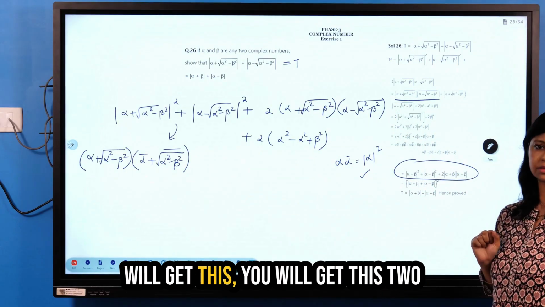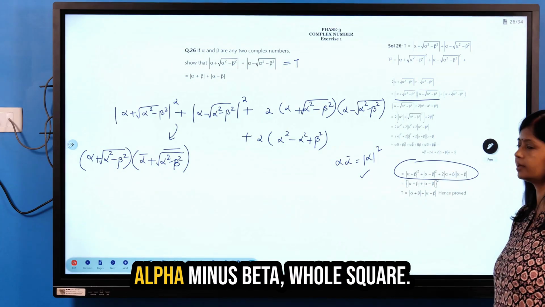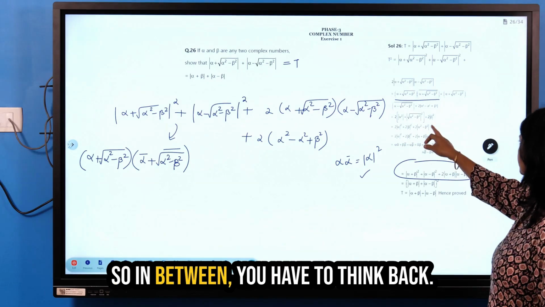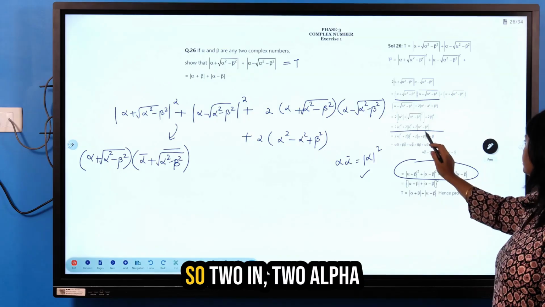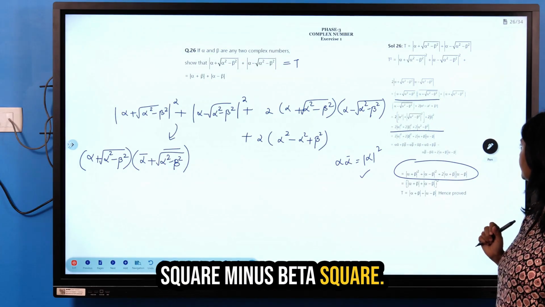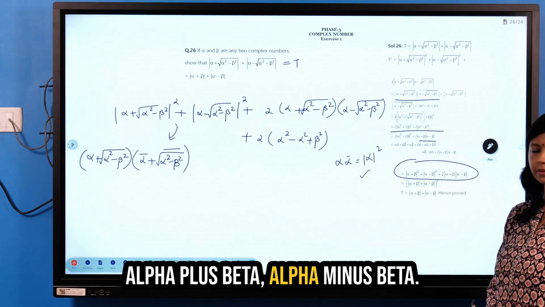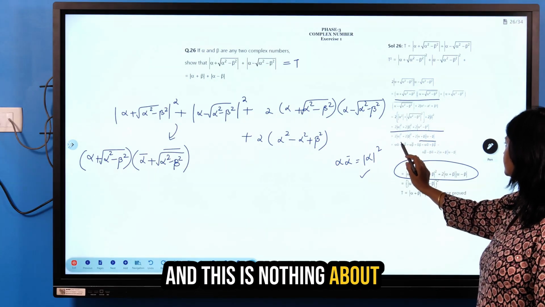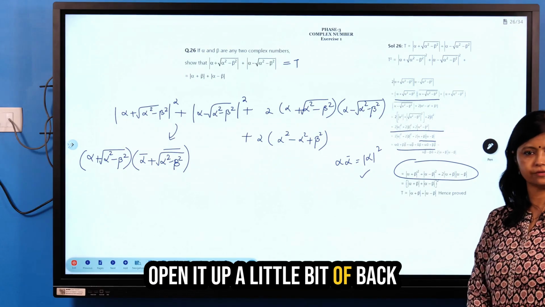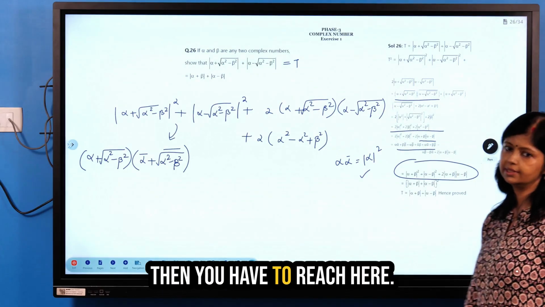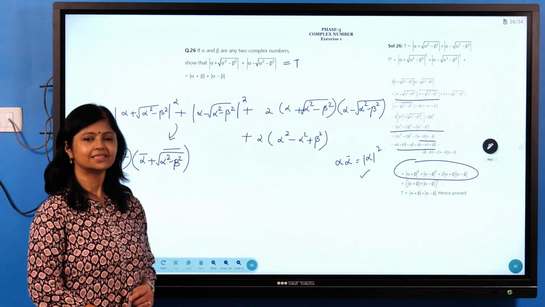At the end, you will get this: 2 into alpha plus beta, alpha minus beta, alpha plus beta whole square, alpha minus beta whole square. So in between, you have to think back. See, if we just open it up, this is what we are going to get. So 2 into alpha square minus beta square, we are going to get from here. And then we have to open it up into alpha plus beta, alpha minus beta. Open it up. A little bit of back calculation you have to do, and then you have to reach here. So a good question to practice. Continue. Thank you.